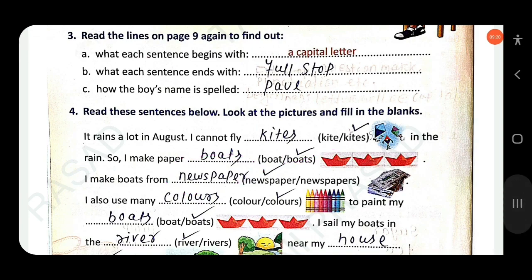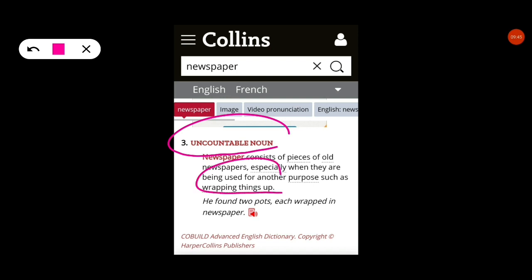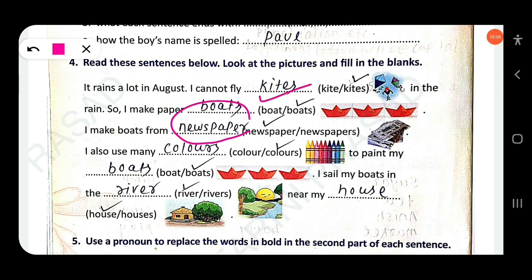You can find it in the Collins dictionary. Uncountable noun: pieces of old newspapers, especially when they are being used for another purpose, such as wrapping things up. He found two parts, each wrapped in newspaper, not newspapers. So you have to use newspaper here.